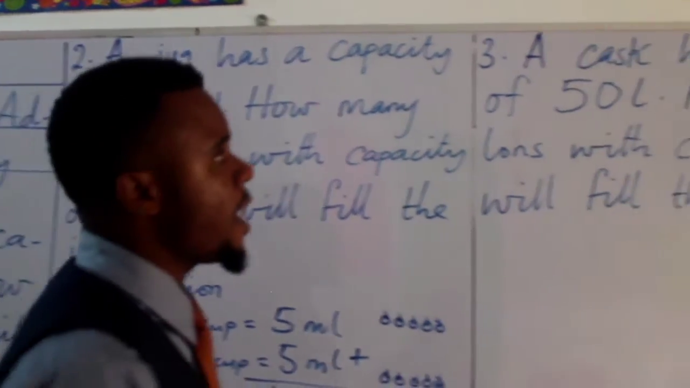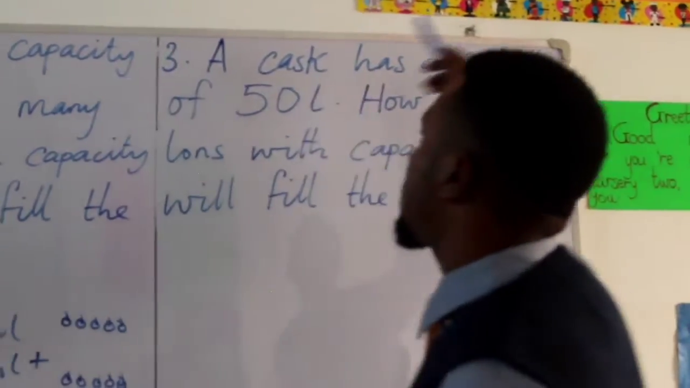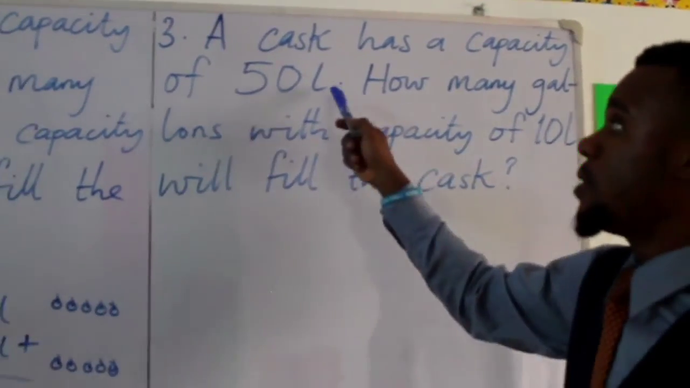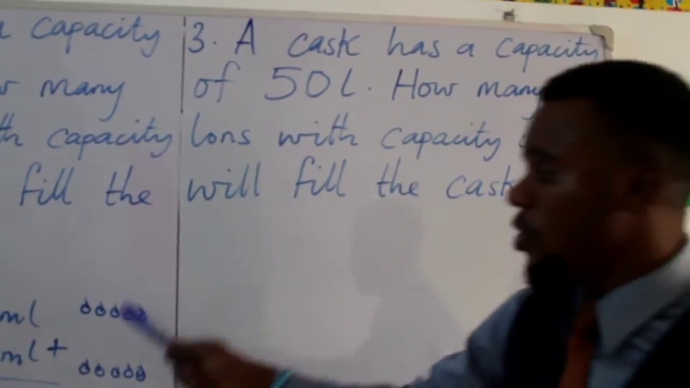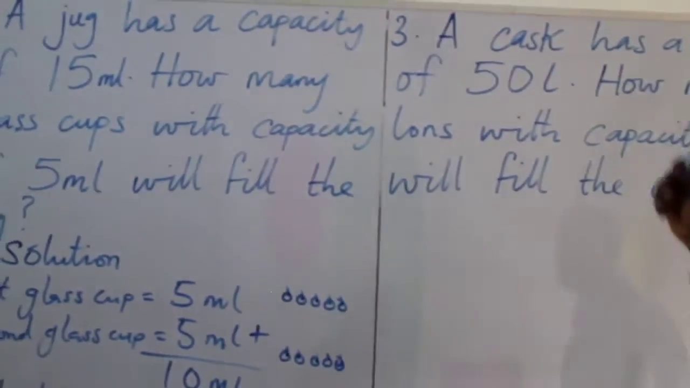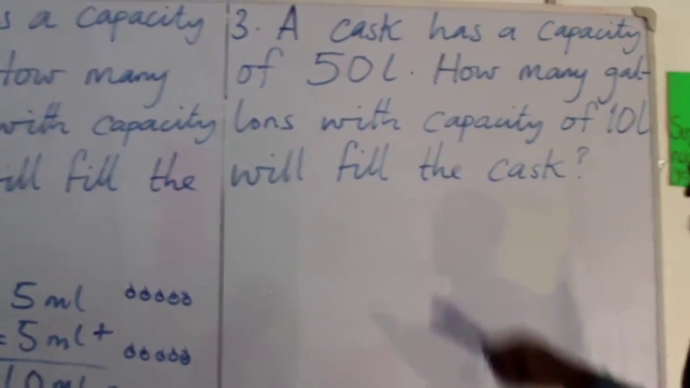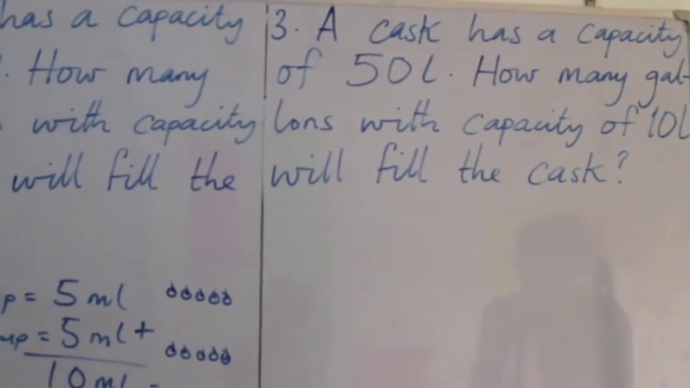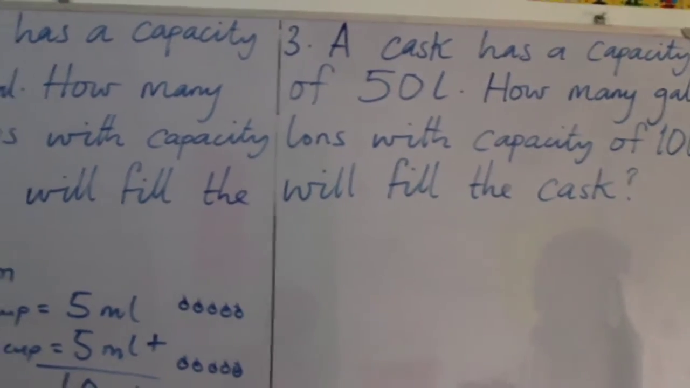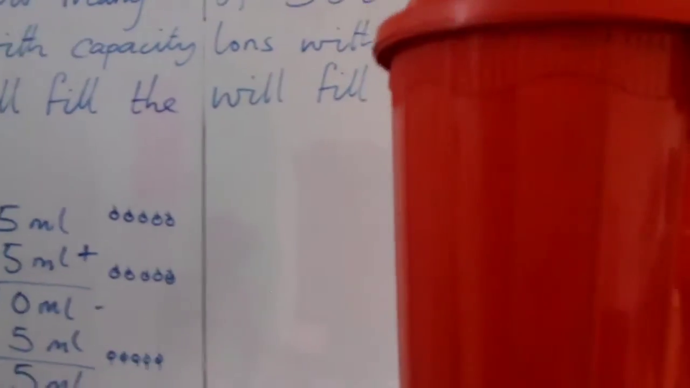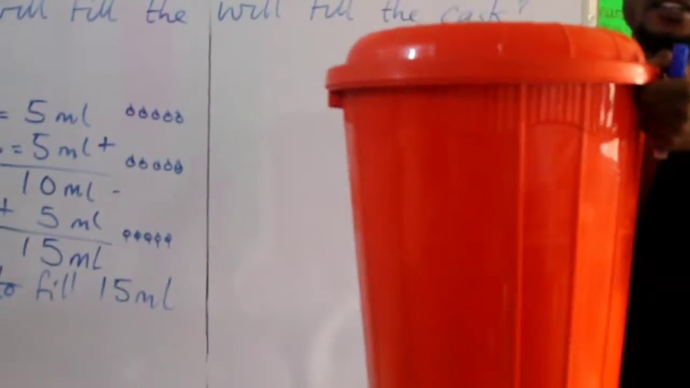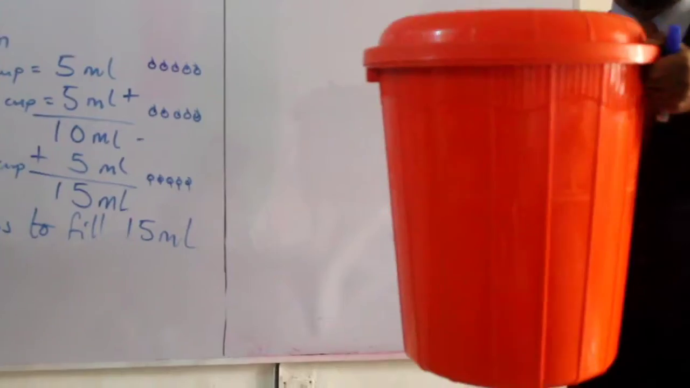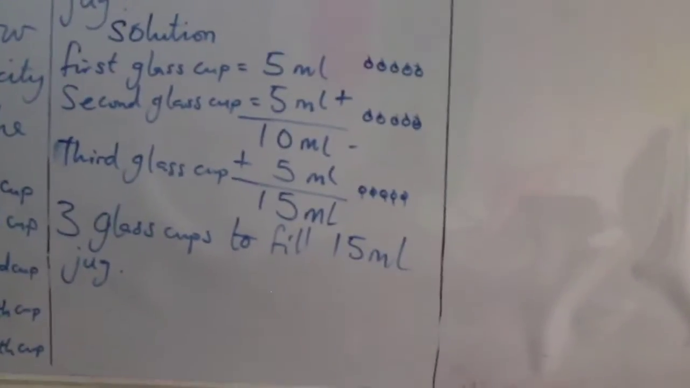Example, a cask has a capacity of 50 liters. This unit is bigger than this unit, milliliter. Please take note, liter is bigger than milliliter. So when we're looking at liter, we're looking at a very big container, as big as this. This is measured in liter. So when you're looking at liter, you're looking at something big, like something bigger than this.